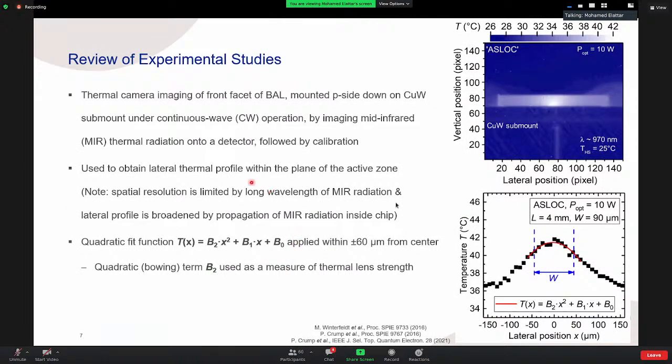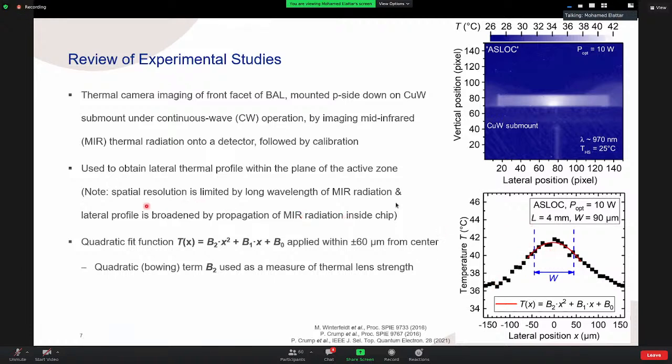So for the experimental studies, we used this approach. It's a thermal camera imaging approach of the front facet of the broad area laser, where the chip is mounted P-side down on a copper tungsten submount under continuous wave, or CW, operation. The approach works by imaging the mid-infrared, or MIR, thermal radiation onto a detector, followed by calibration, giving an image such as this one. As you see here, this image can then be used to obtain the lateral thermal profile within the plane of the active zone.